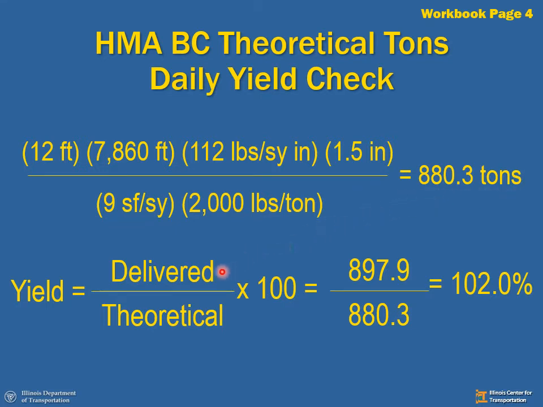Our yield equation is delivered over theoretical. I added up my weight tickets for the day. I had 897.9 tons. I used my theoretical amount I calculated, and I divide by that. Times 100 gives me a yield check of 102%. Is that a good yield? Are we satisfied with this day? Yes. In your yield, the minimum we want to see is 100%. That means we got 100% of what we thought we needed.